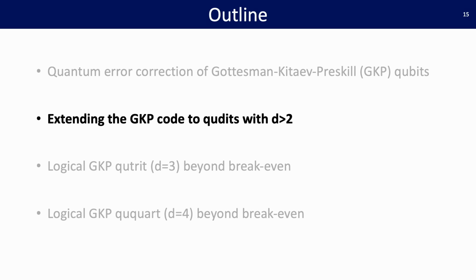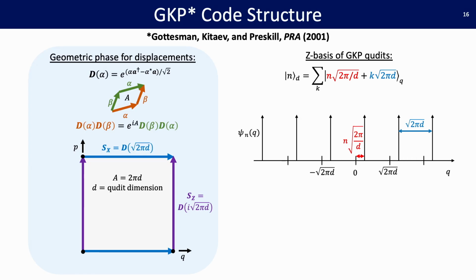So next, I want to discuss how this GKP code extends to qudits with dimension d greater than 2. So it's actually fairly straightforward. As I mentioned, the structure of the GKP code comes from the geometric phase associated with these displacements. That is that 2 of them commute up to a phase given by the area they enclose. So in order for these stabilizers to commute, they have to enclose an area that's an integer multiple of 2 pi. And this integer multiple d sets the dimension of the code space.